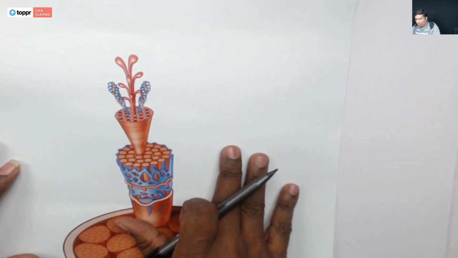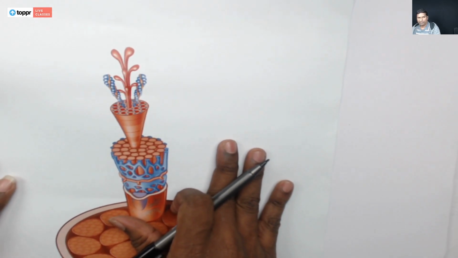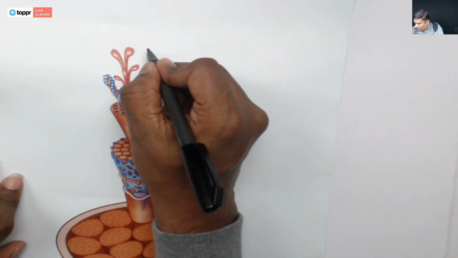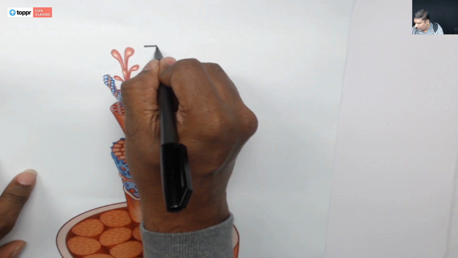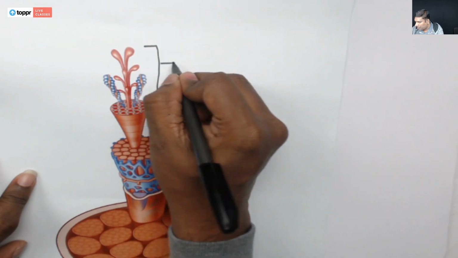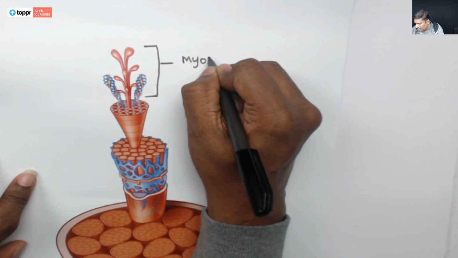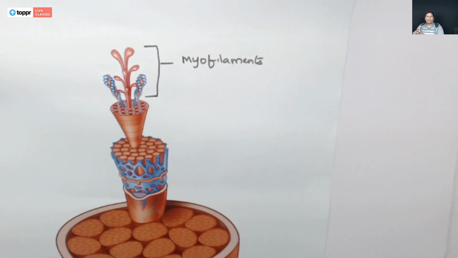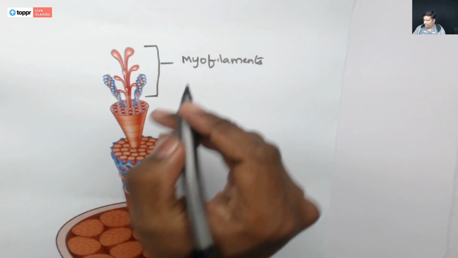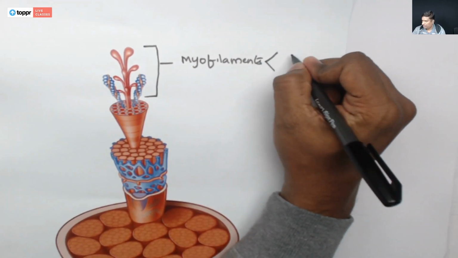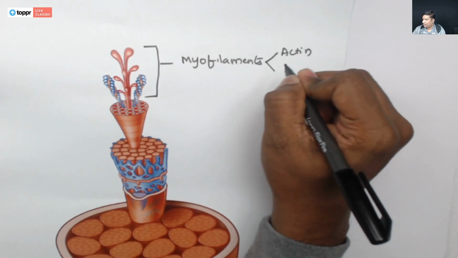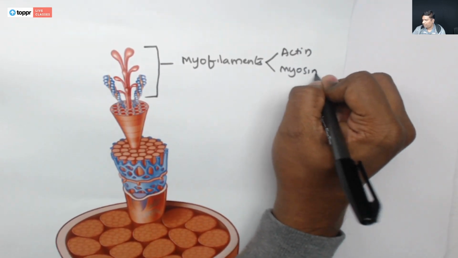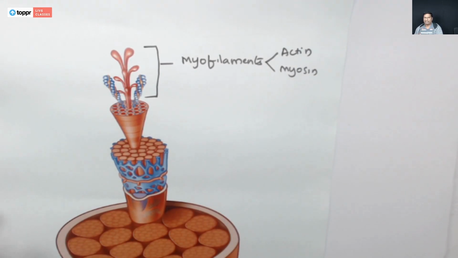So the smallest component here you can see are called the myofilaments. Now these myofilaments are of two types: actin and myosin. The myofilaments are of two types: actin and myosin.